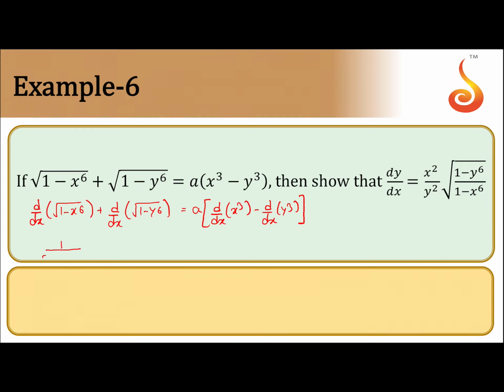Derivative of under root is 1 by 2 under root of 1 minus x to the power 6 into minus 6 x to the power 5. Similarly, plus 1 by 2 under root of 1 minus y to the power 6 into minus 6 y to the power 5 dy by dx, because you are differentiating y with respect to x, equals a into 3x square minus 3y square dy by dx.